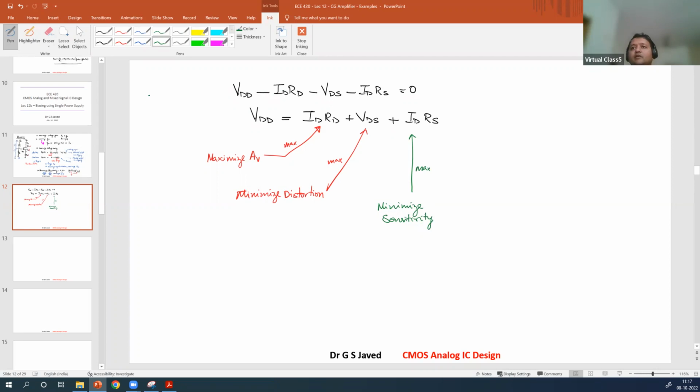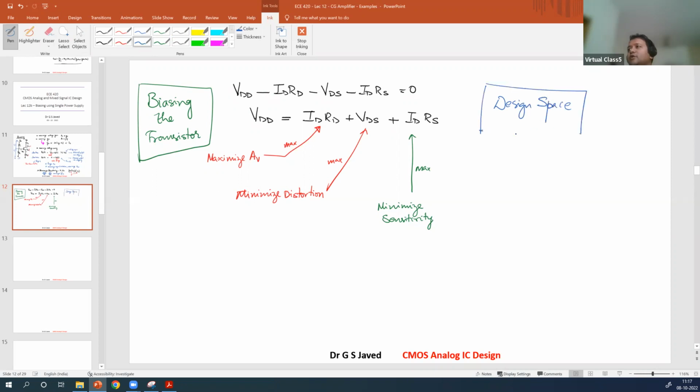So, biasing the transistor. In this one, these are your design variables only. This is called the design space. This is all that you have to play with. What all do you have to play with? ID, RD value, RS value, and what is the drop across VDS. So the R naught value that you see, ID into R naught is what you will see. Now how can we achieve that?